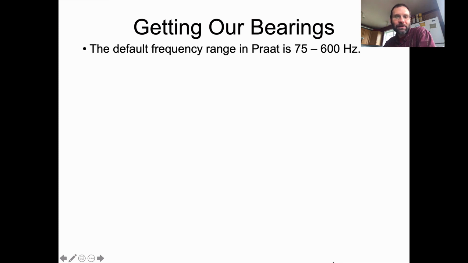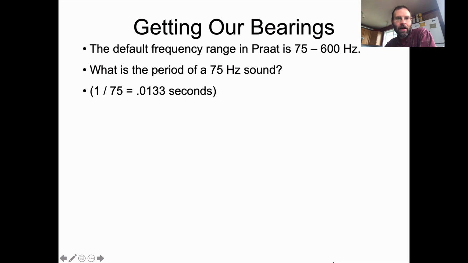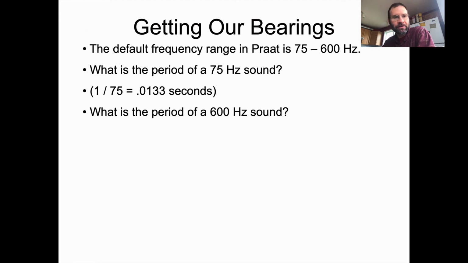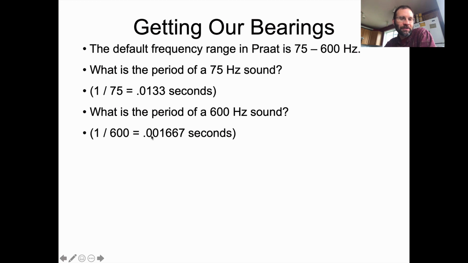The default frequency range in Praat is 75 to 600 hertz. What's the period of a 75 hertz sound? We talked about that a little bit ago. That is going to be 1 over 75, right? If you work with your calculator the right way, that'll tell you it's 0.0133 seconds. What's the period of a 600 hertz sound? We can calculate the same way. It's 1 over 600. And I think I mentioned this a while back, but that, in terms of decimal notation, is 0.001667.